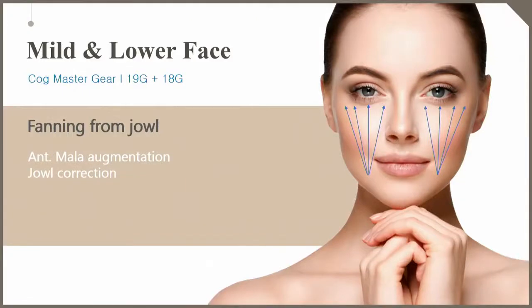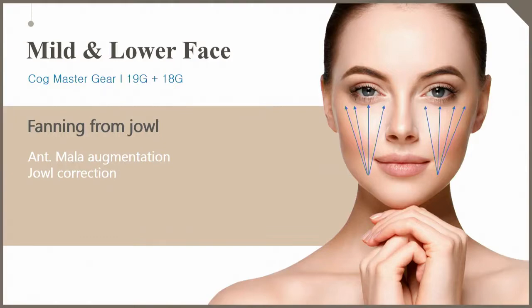On the medial part, you can use the fanning technique from the tower. It can also improve the jaw and augment the anterior malar area as well. The most medial thread can correct the drooping along the nasolabial fold as well.